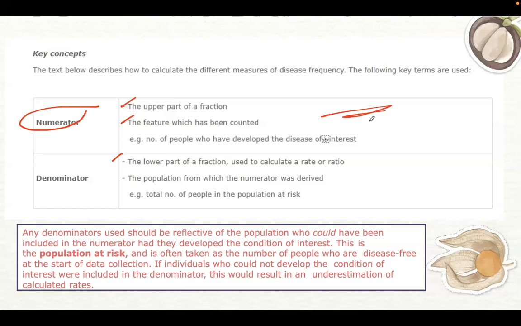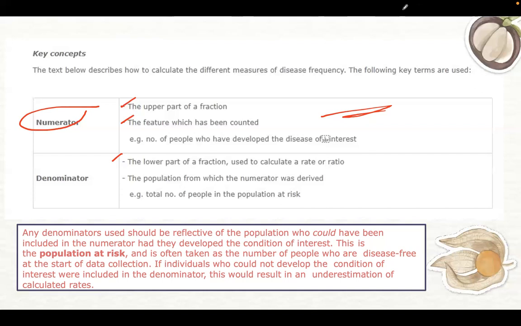Okay? To further explain the difference between your numerator and denominator, any denominator should be reflective of the population who could have been included in the numerator had they developed the condition of interest. This is the population at risk and is often taken as the number of people who are disease-free at the start of the data collection. If individuals who could not develop the condition of interest were included in the denominator, this would result in an underestimation of your calculated rates.